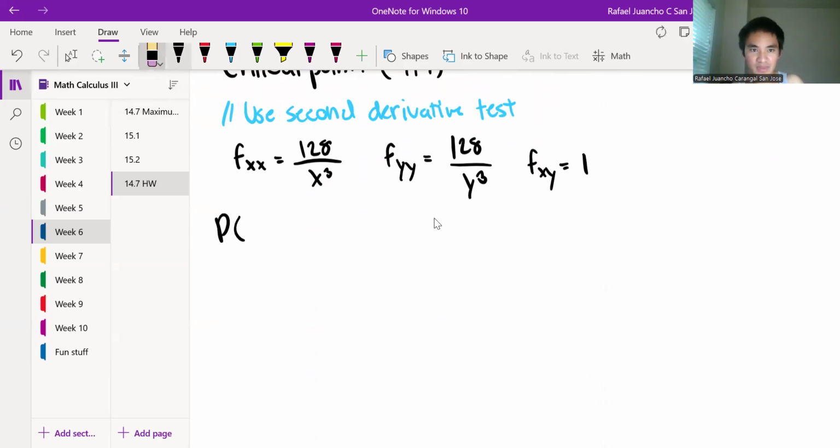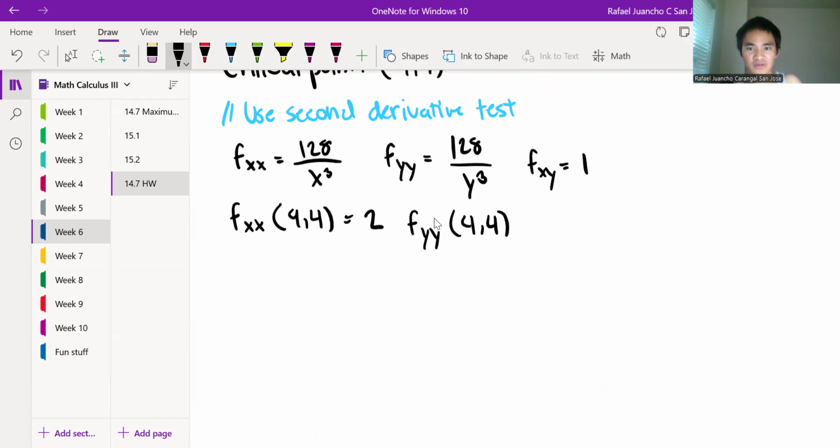So let me see. So this one, I'm going to get in terms of my critical point, right? So I get 128 over 4 cubed. 4 cubed is 64. 128 divided by 64. So this is 2. Now if I do my f sub y, funny enough, this is also 2. F xy is 1. Yeah.